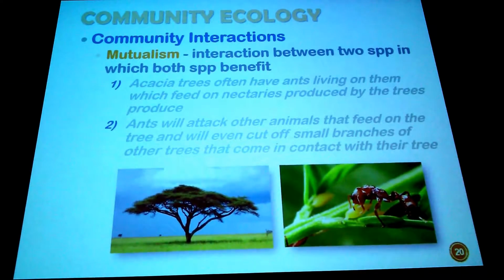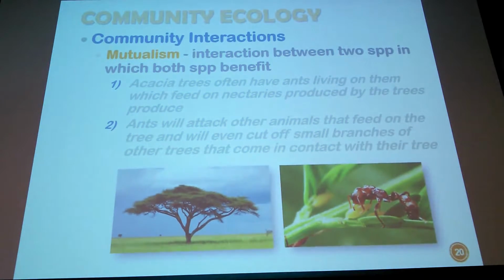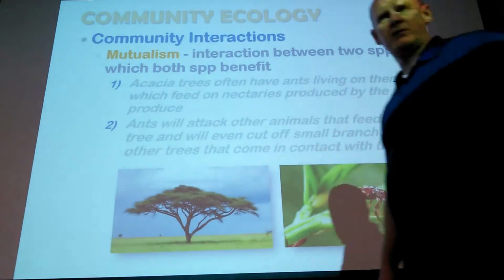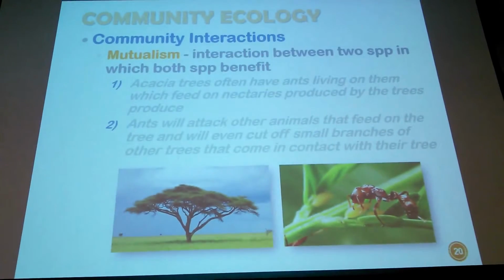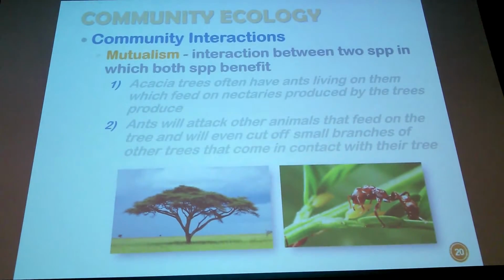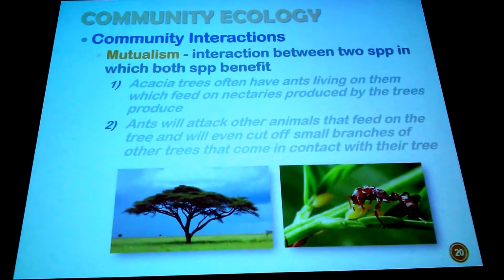Mutualism. An interaction between two species in which both benefit. We talk about symbiosis a lot. And the problem with symbiosis is that a lot of people misunderstand. Symbiosis is two organisms living together, period. A lot of times they associate mutualism with symbiosis, where two organisms live together and both benefit.